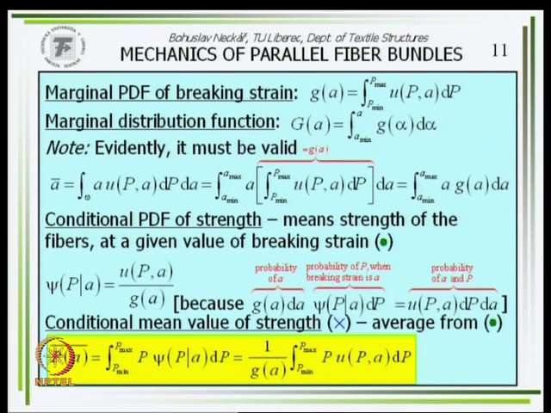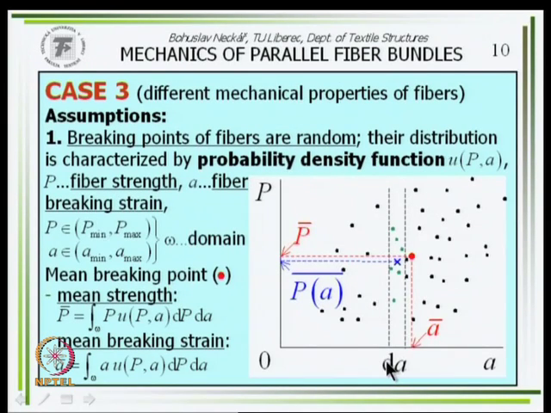We will use also a conditional probability density function of strand, means strand of the fibers at a given value of breaking strain. It is shown on this picture. What I mean? Let's imagine not all fibers, but only fibers having practically the same value of breaking strain. I can say the breaking strain is lying from some A to A plus dA in an elemental interval. But the strand of such fibers is different.